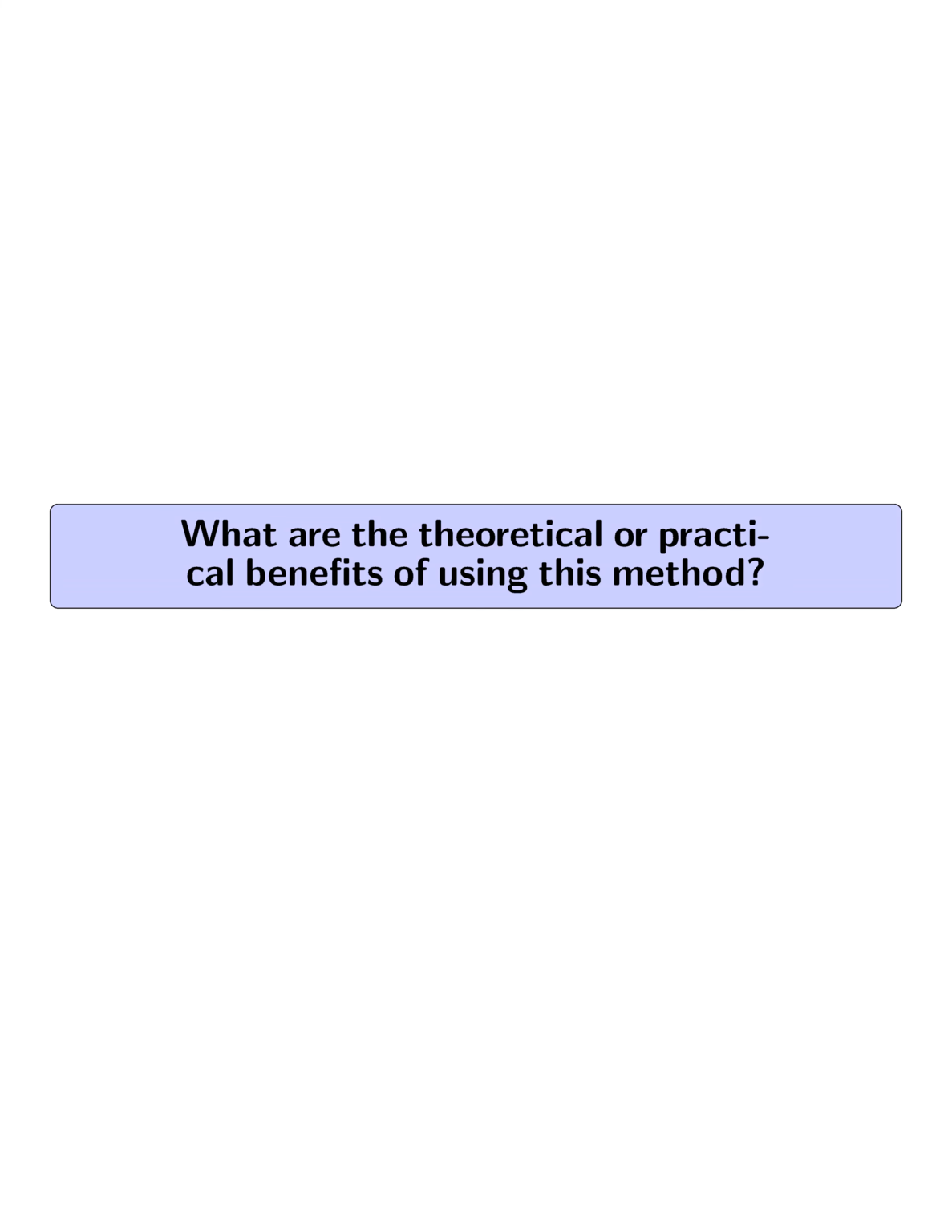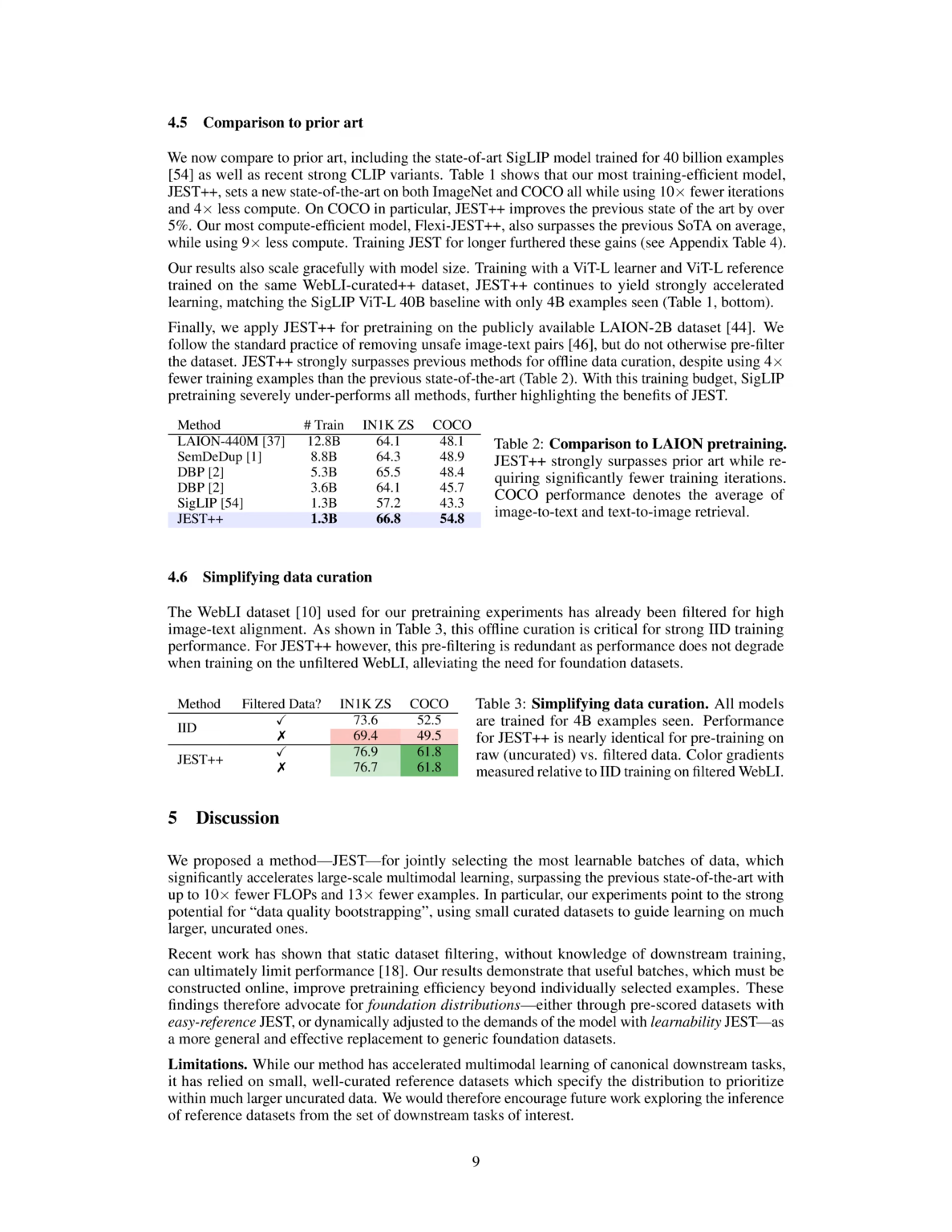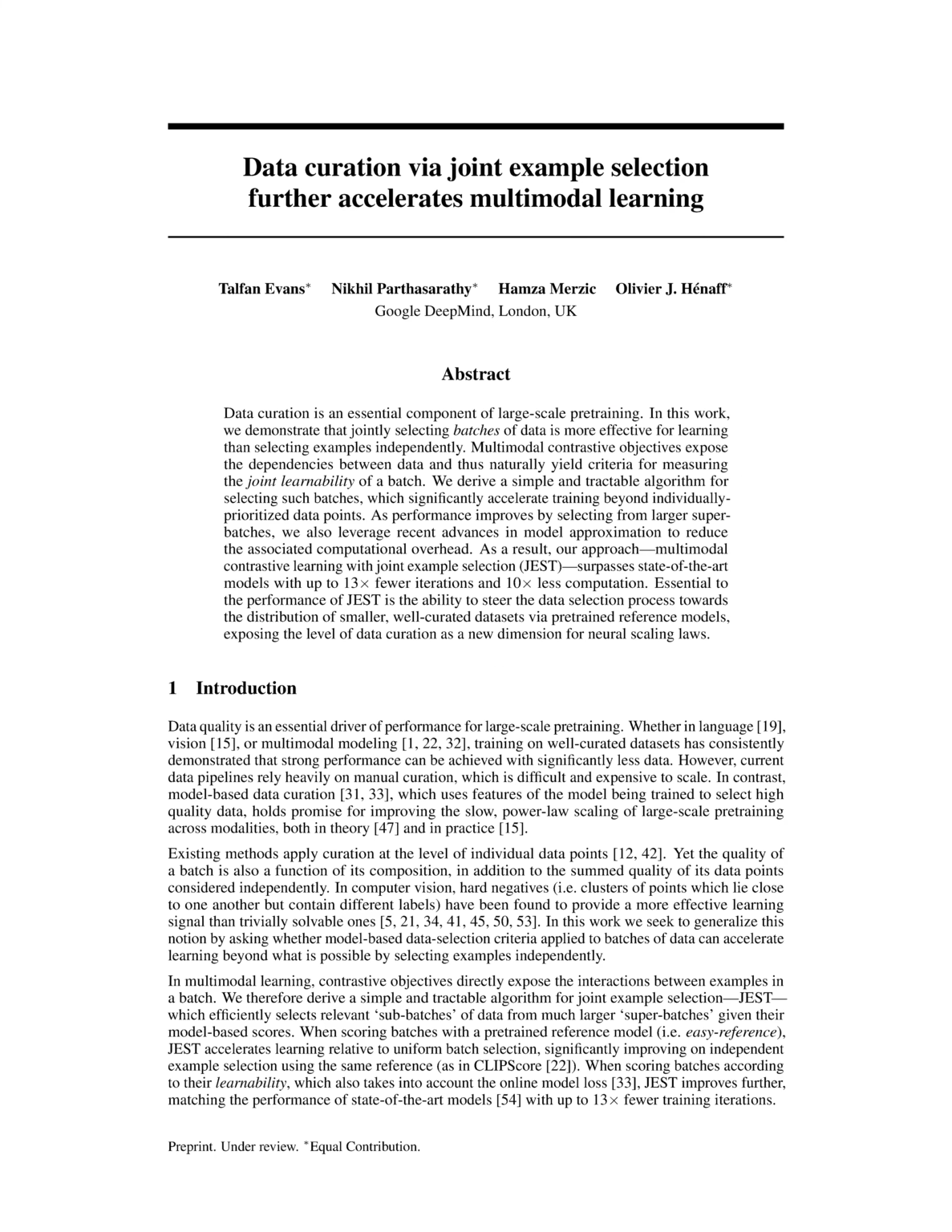What are the theoretical or practical benefits of using this method? The theoretical and practical benefits of using the JEST method include significant acceleration of large-scale multimodal learning, surpassing the previous state-of-the-art with up to 10 times fewer flops and 13 times fewer examples. By jointly selecting the most learnable batches of data, JEST improves training efficiency by prioritizing batches that are both unlearned and learnable, leading to faster convergence and better performance.